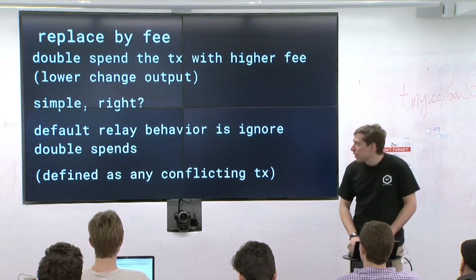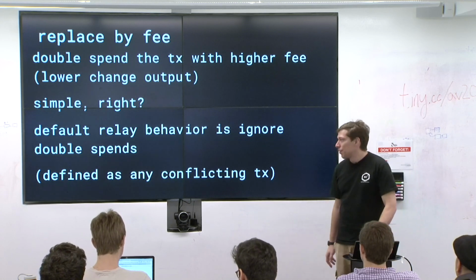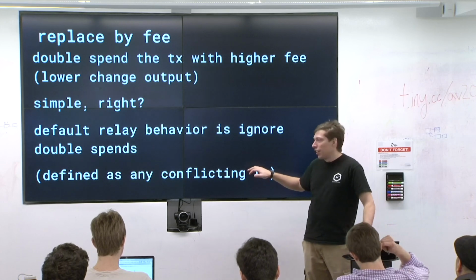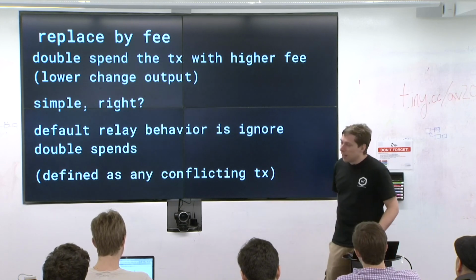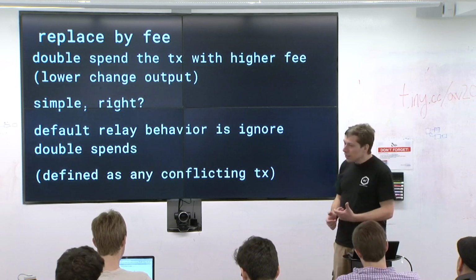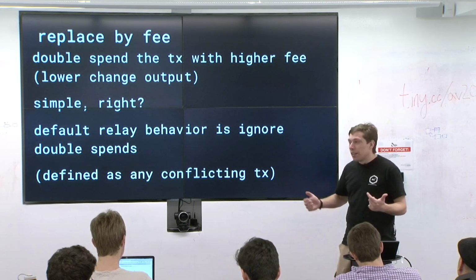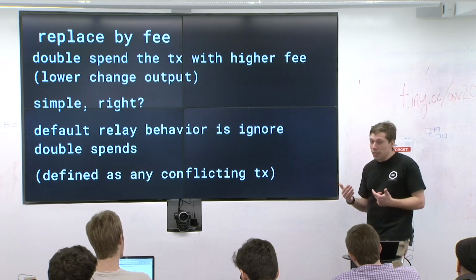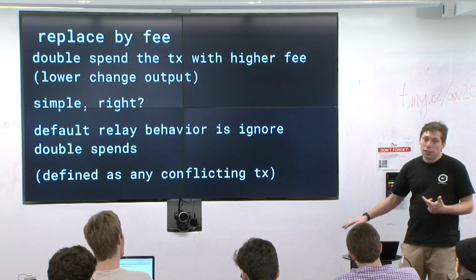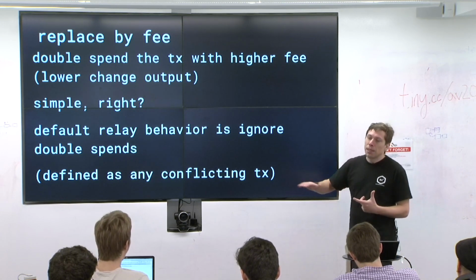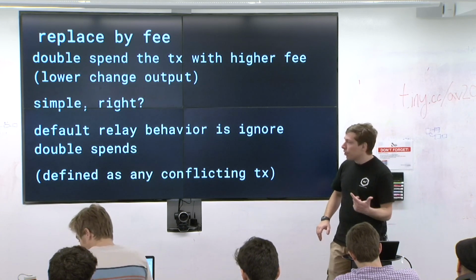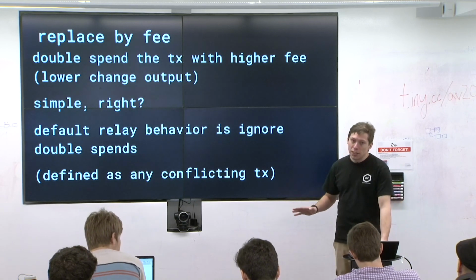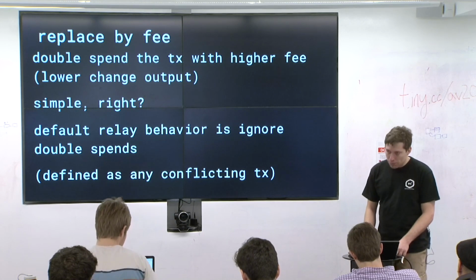Another problem: the default relay behavior is to ignore double spends. And this is not just a default for fun; there are good reasons for it. If you see a transaction spending output A and output B, and then you see another transaction over the wire spending one of those outputs that you've already seen, you will ignore it. You won't get mad at the person who sent it to you, but you'll just ignore it. You're like, no, I already saw a conflicting transaction. So the default is, first thing you see is the thing you go with.